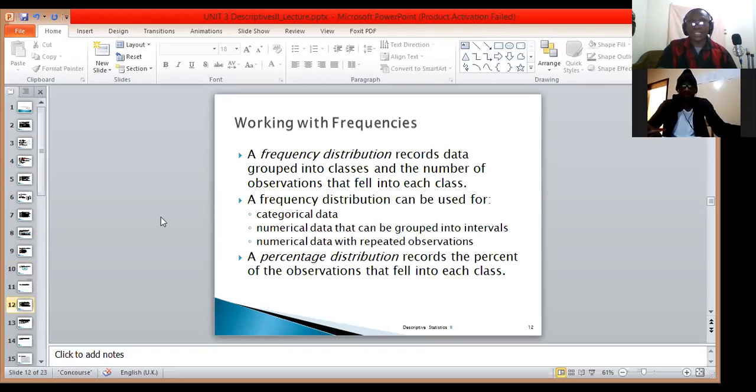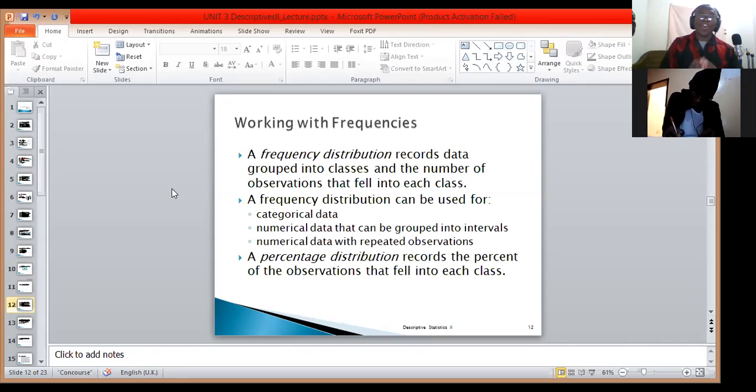We can look at frequency distribution. We are trying to be a bit fast. Today it looks like the Zoom only gave us about 40-45 minutes.